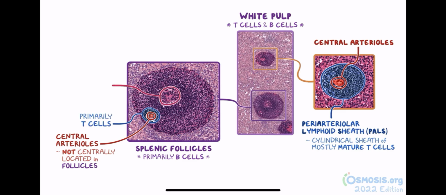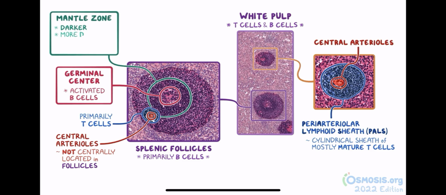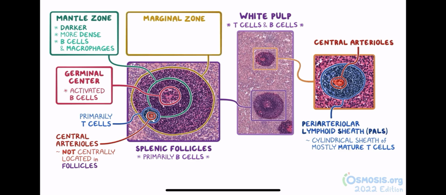The eosinophilic center of the follicle is the germinal center, which contains activated B cells. Immediately surrounding the germinal center is the mantle zone, which is a dark and more dense circle of B cells and macrophages. And the outermost region that surrounds the mantle zone is called the marginal zone. This zone is not as densely packed and forms a thicker ring of B cells, macrophages, and dendritic cells.